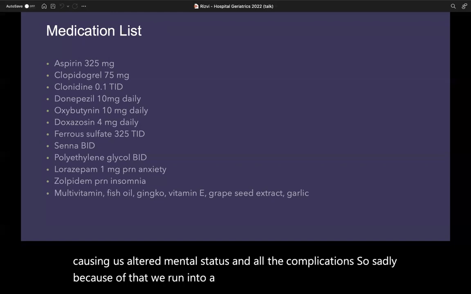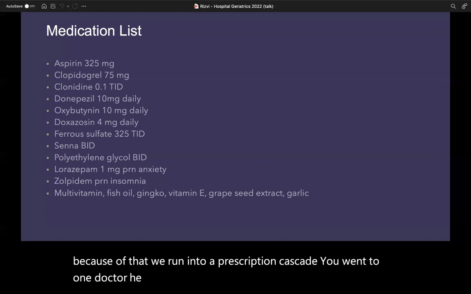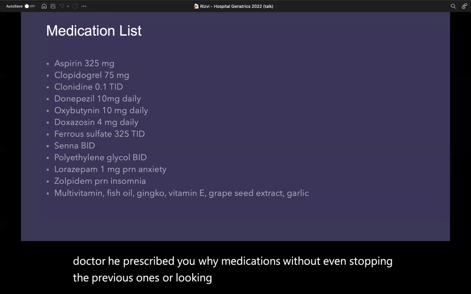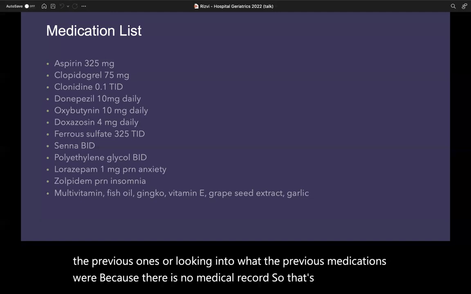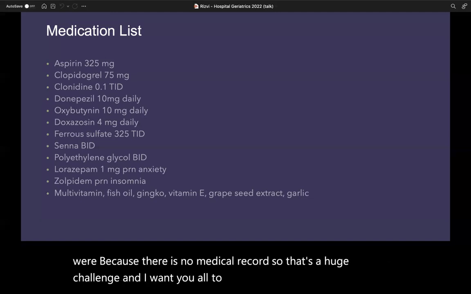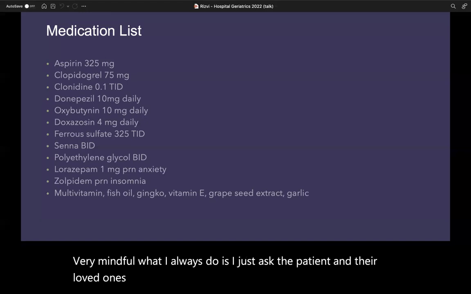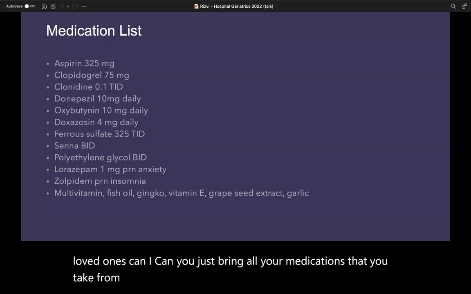You went to one doctor, he prescribed you X medications. You went to the next doctor, he prescribed you Y medications without even stopping the previous ones or looking into what the previous medications were, because there's no medical record. So that's a huge challenge. And I want you all to be very mindful. What I always do is I ask the patient and their loved ones, can you just bring all your medications that you take from home so I can take a look at what you're on?